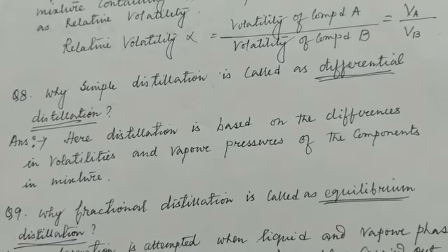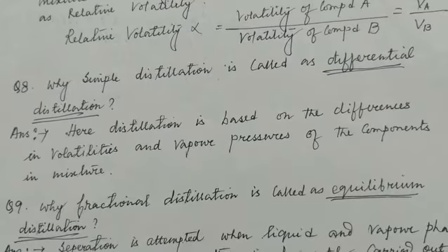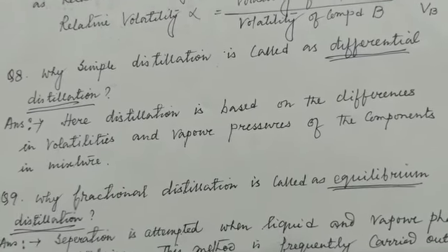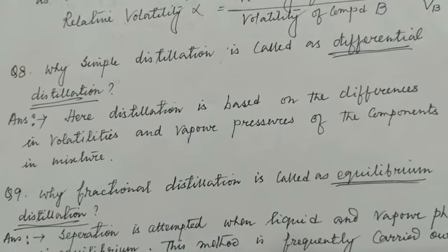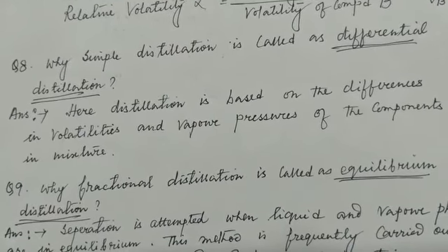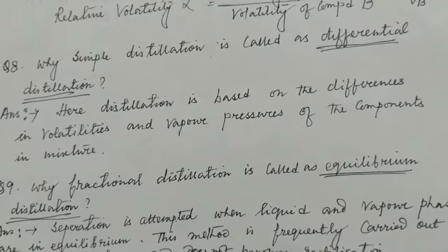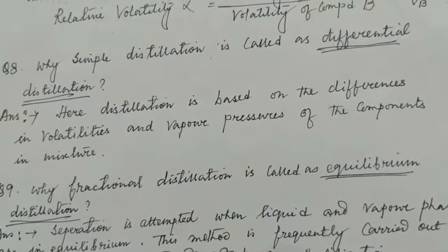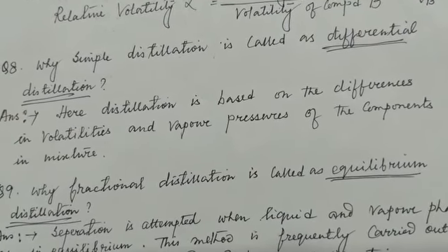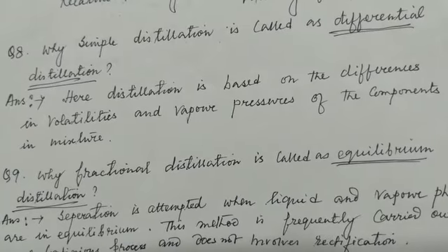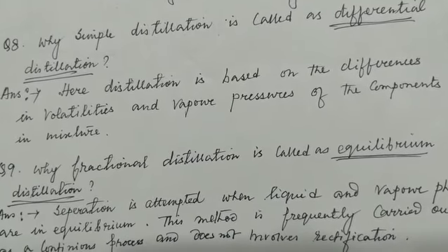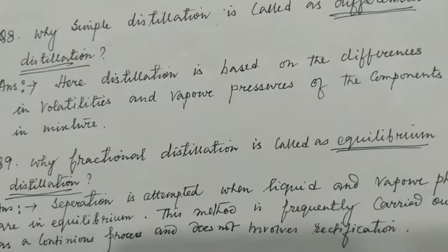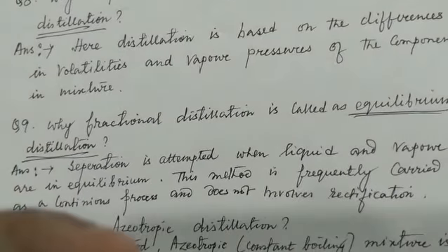Question number 8: why is simple distillation called differential distillation? Here the distillation is based on the differences in volatilities and vapor pressures of the components in the mixture. So they may ask you what you mean by differential distillation. That is nothing but simple distillation. Simple distillation is called differential distillation because here distillation is based on the differences in volatilities and vapor pressures of the components in the mixture.